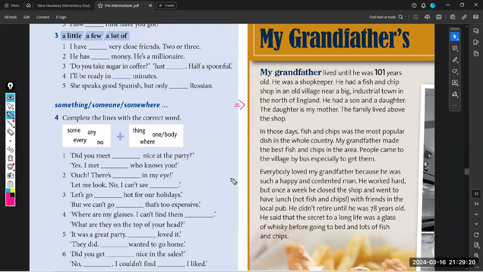Everybody loved my grandfather because he was such a happy and contented man. He worked hard, but once a week he closed the shop and went to have lunch, not fish and chips, with friends in the local pub. He didn't retire until he was 78 years old. He said that the secret to a long life was a glass of whiskey before going to bed and lots of fish and chips.